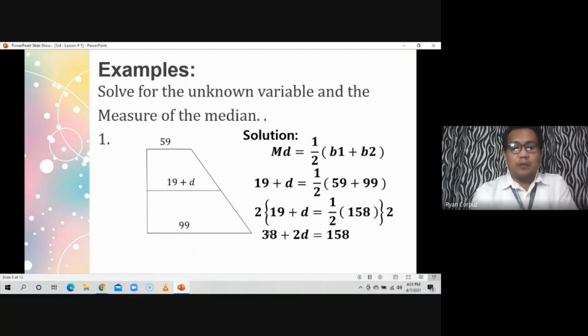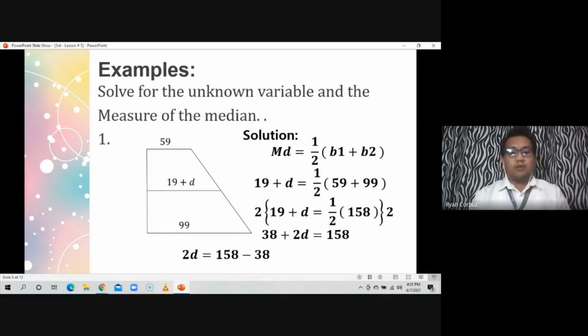That is by moving 38 to the right side of the equation for us to combine similar terms. So we'll come up with 2D is equal to 158 minus 38. So from positive here, when you move it to the right side of the equation, the operation will become minus. Then 158 minus 38 is equal to 120. So it will become 2D is equal to 120.